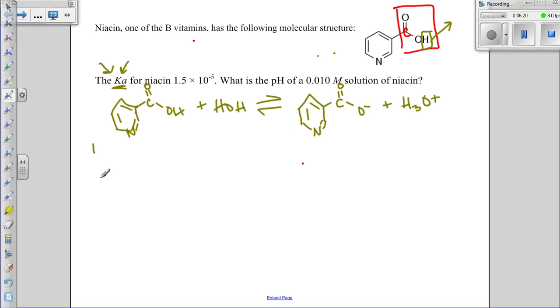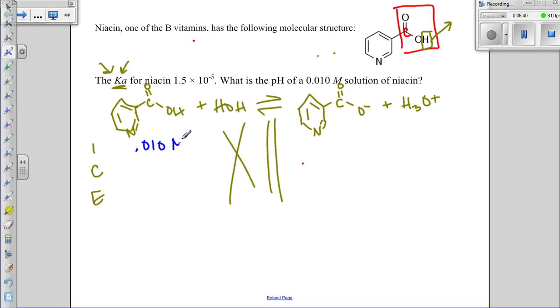So we are going to set up our ice chart. That's a C, that's not an O. Okay, water is X'd out because it's a pure liquid. It is not included. We're going to start with this initial concentration. So that is 0.010 molar. Before niacin dissociates, we have 0 of either of these ions.